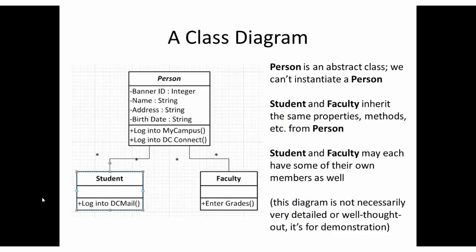This is more of a computer science thing. We're not going to go into detail with this, but this is a class diagram. So here's an example where we've got a person body and then two subclasses, and there's student and there's faculty. And so person has several properties and methods, and then we've got a student and a faculty subclass that have the ability to log into DC mail or enter grades. We wouldn't instantiate just a person. There's no reason for us to do that, but we might do it for student and faculty, and so it's a bit of an efficiency having those properties on the person.